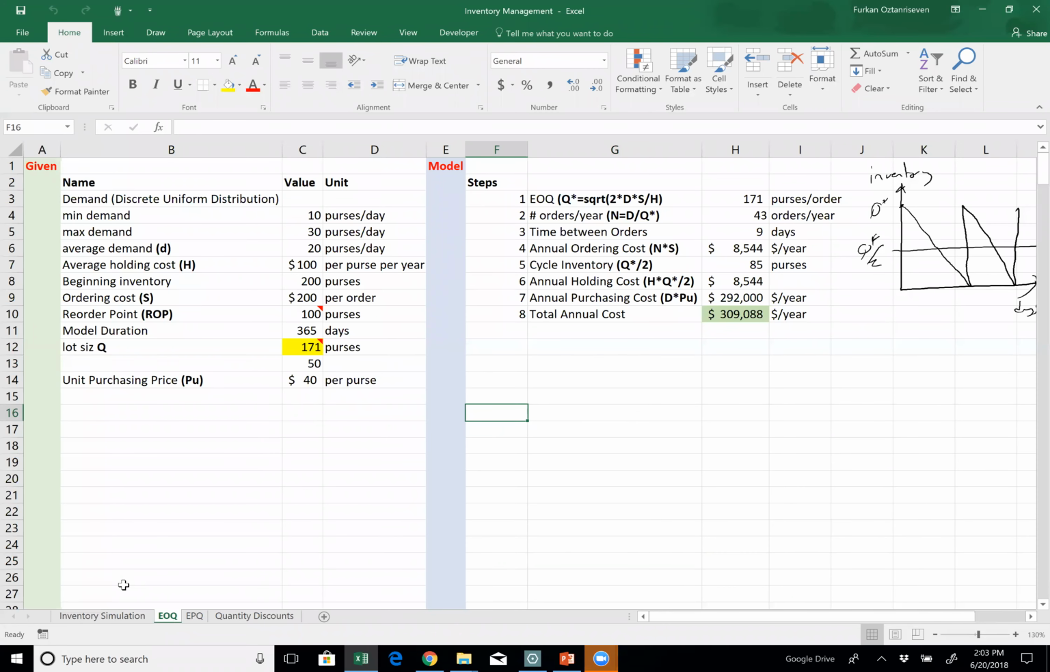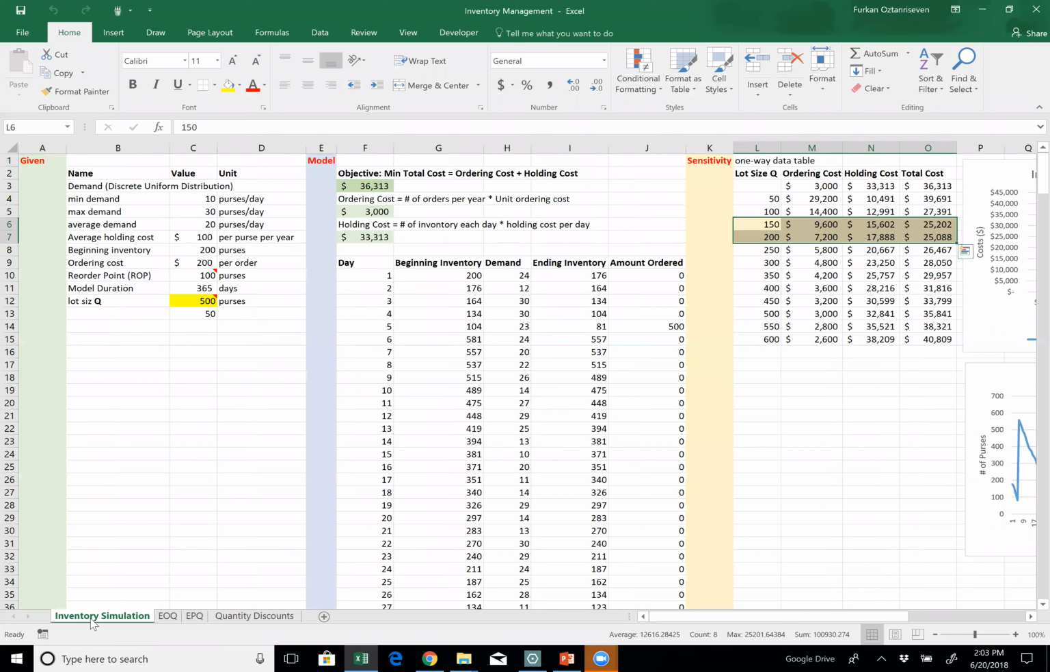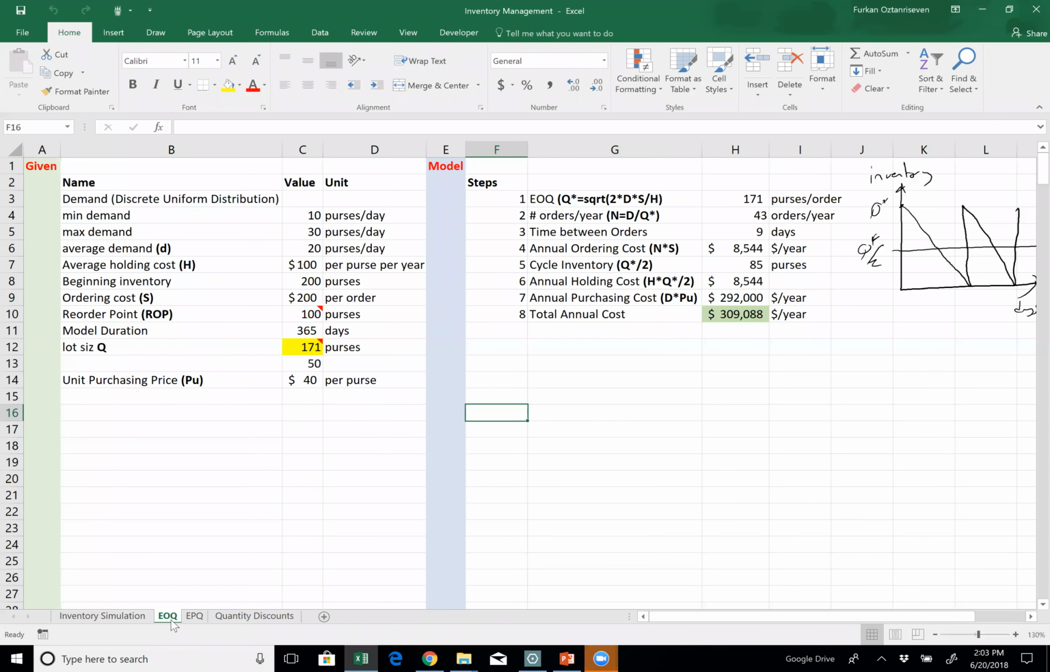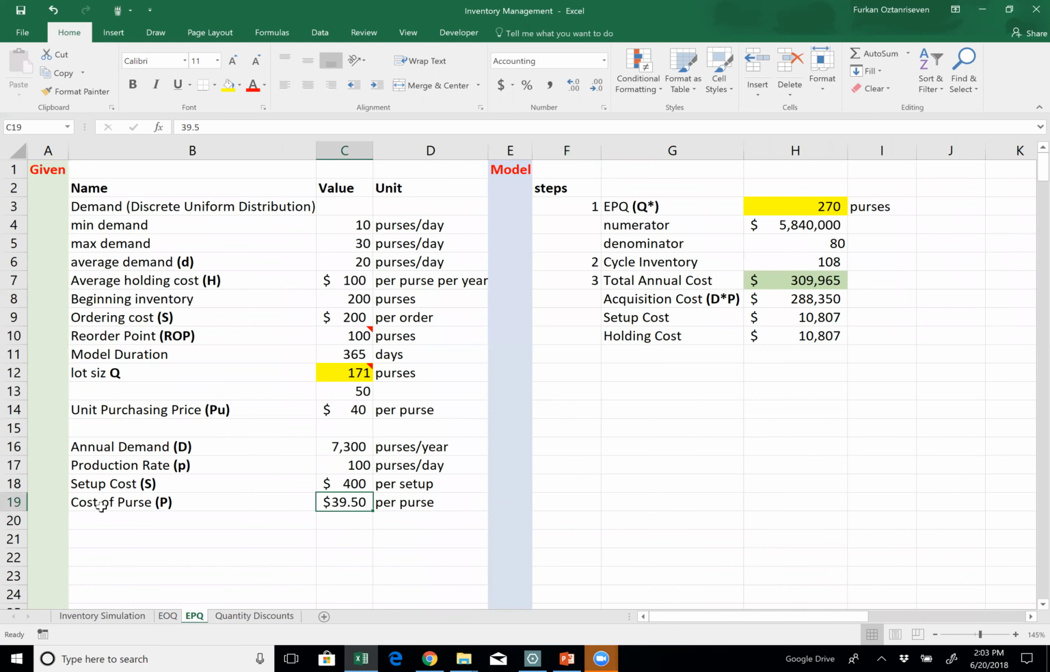In this problem so far, we looked at the inventory simulation based on different demand, which in this case is uncertain. And then we built an EOQ model: what should be the best order quantity for me in a way that I can minimize my total annual cost. And we said let's go with 171 units. Every time I order 171 units, it costs me $309,088.